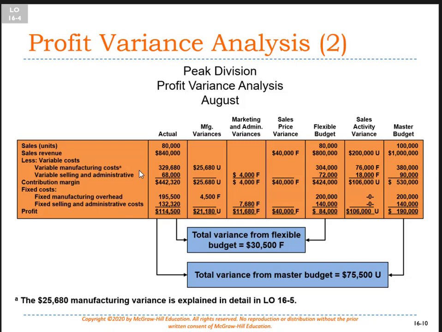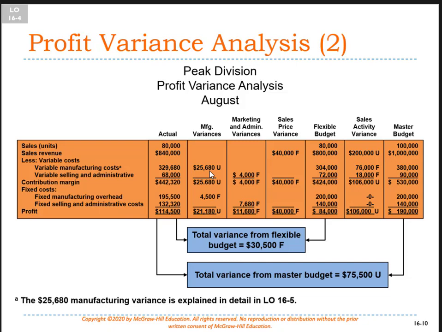Now we're going to lump all the variable manufacturing, direct labor, direct materials, variable overhead together. I'm going to say that we spent $329 when we should have, to make $80,000. Remember, keep that in mind. To make $80,000, it should have cost $304. And it actually cost us $329. So that's unfavorable. We spent more than we should have for that many units.